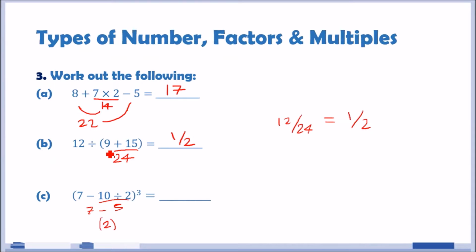And hence we have 2 cubed. 2 cubed means 2 times 2 times 2. So the power represents the number of 2s to multiply at once. So 2 times 2 is 4, 4 times 2 is 8. That's it, guys. Now we move to the next one.